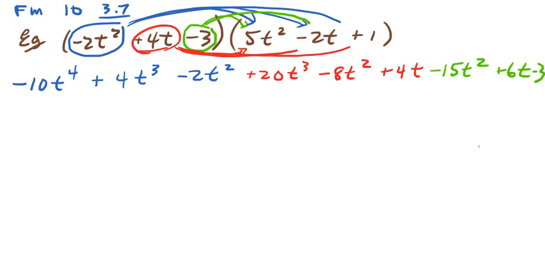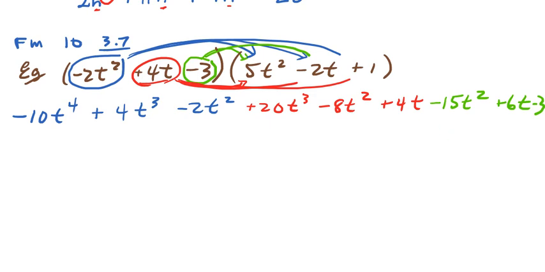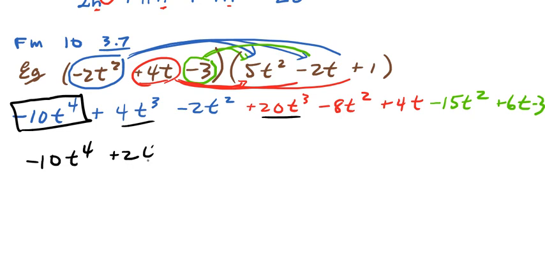So if we gather those terms, we look at t to the fourth. Is there another t to the fourth term? Nope. So we just recopy that, and there's nothing to combine there. Are there any other t cubed terms? Oh, I see one over there. Any others? Nope. Okay, so let's combine the coefficients for those. 4 plus 20 is plus 24t cubed.